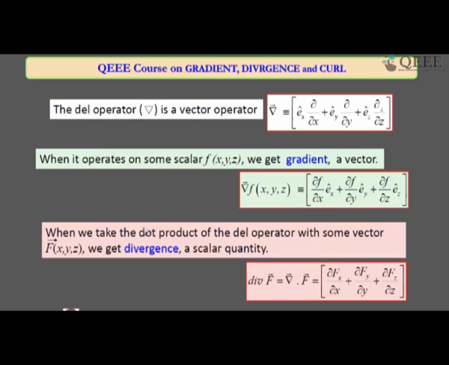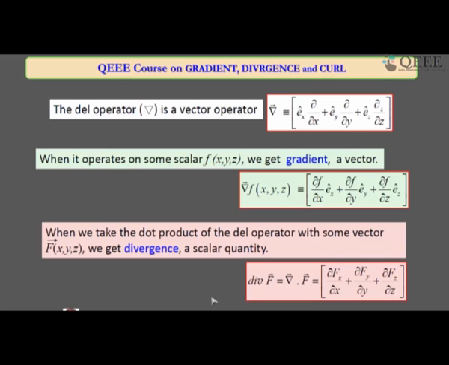In the second class, we discussed this. When we take the dot product of this vector with some other vector, capital F here, that dot product will give you the divergence, which is a scalar quantity. Gradient is a vector function and divergence is a scalar function. What I want you to look at is how the del appears in all this: how it operates on a scalar, how it appears in a dot product with a vector, and you get physically different things, gradient and divergence.